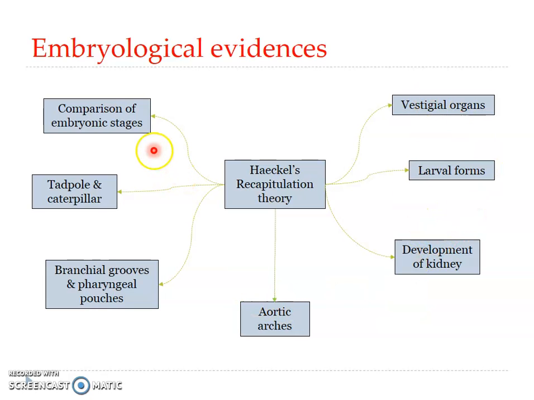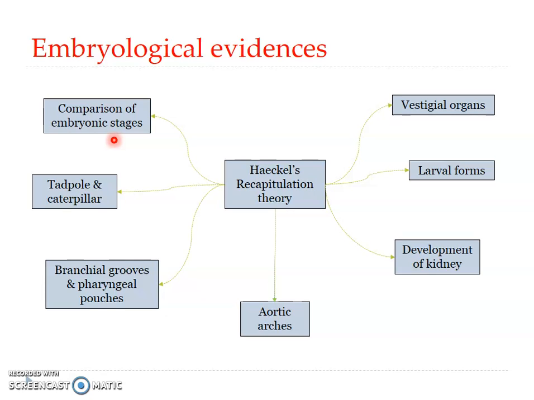Okay. The first one, the comparison of embryonic stages. Development of every organism begins from a single cell, that is a zygote. This zygote undergoes cleavage and produces a multicellular embryo. It passes through different stages like blastula, gastrula, etc. And all these are almost similar among different groups of organisms. And in general organization, especially, it could be compared to the lower forms.